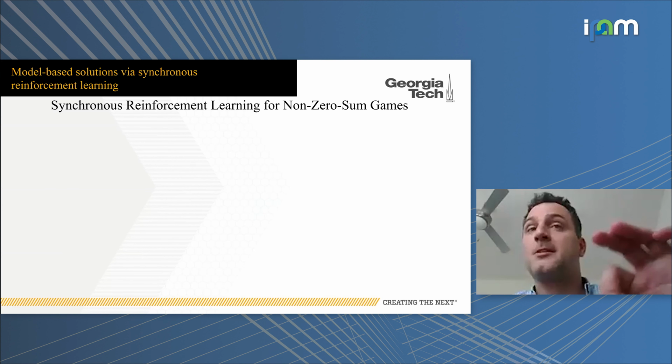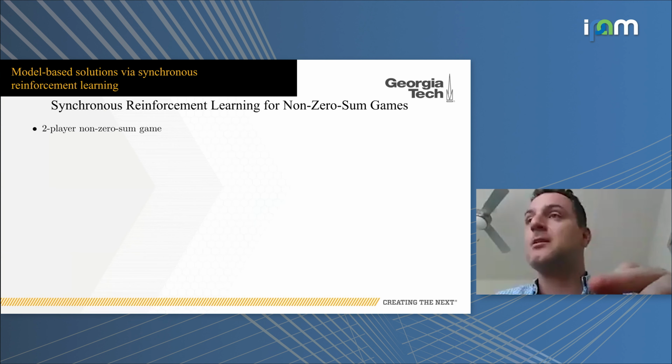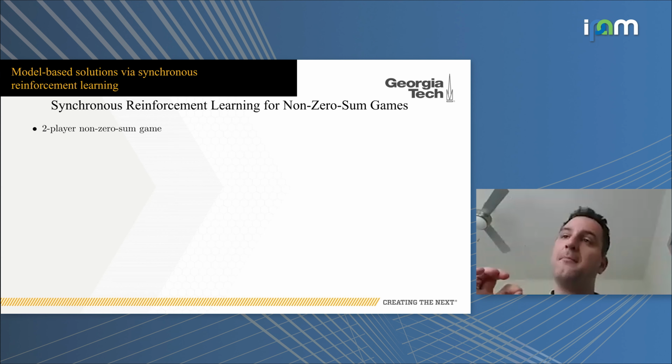Okay, so this was for the zero-sum game, okay? But what happens to the non-zero-sum game? So in order not to confuse you with many players, I will assume that I have a two-player non-zero-sum game, okay? And both of them are not competing, but both of them are minimizers, okay? But both of them have their own costs.